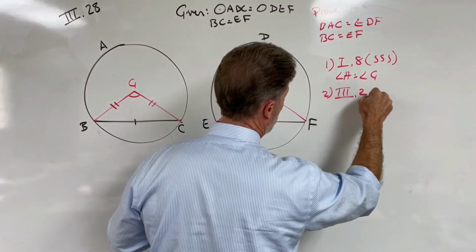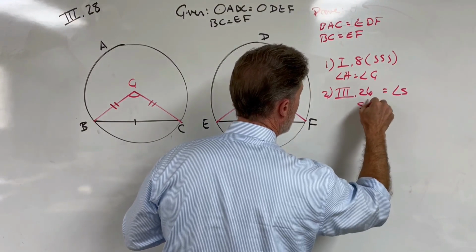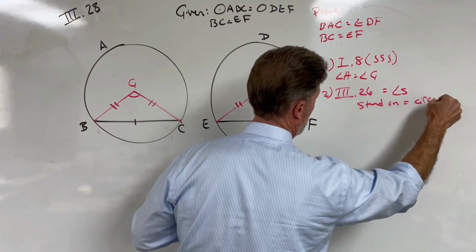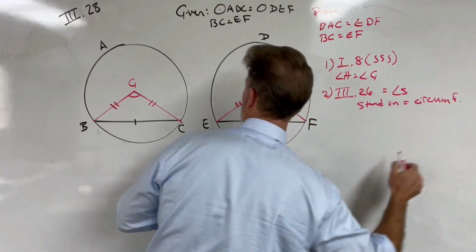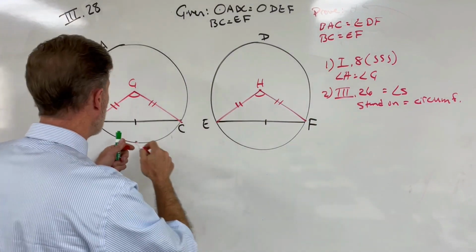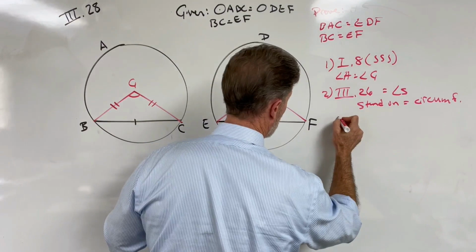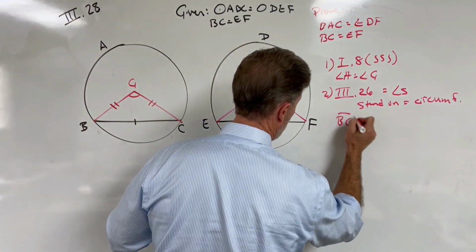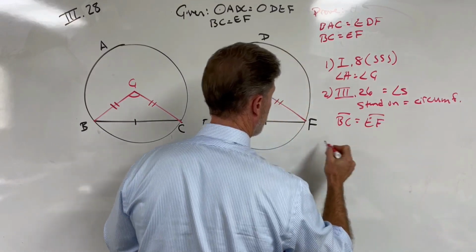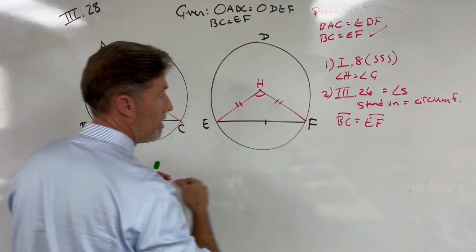Then, Book 3, Prop 26 says that if we have equal angles, they stand on equal circumferences. So in equal circles, equal angles will stand on equal circumferences, which means that circumference BC will equal circumference EF. So that proves the second portion here.